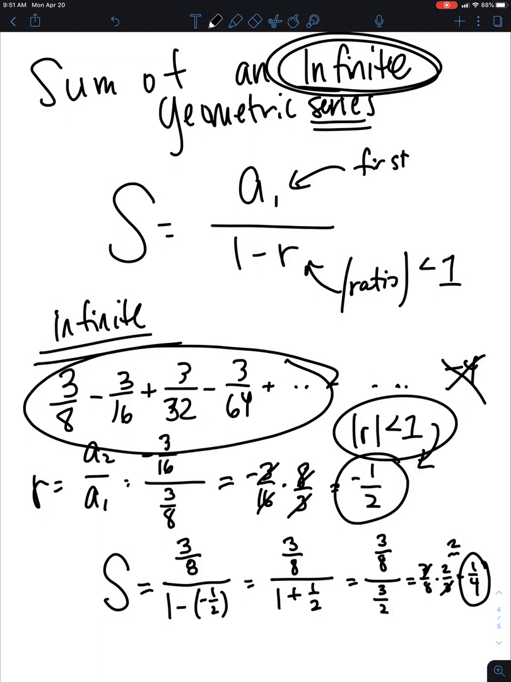All right, and I believe that is it for this chapter. Actually, no, that's not true. We're going to do a couple of these.